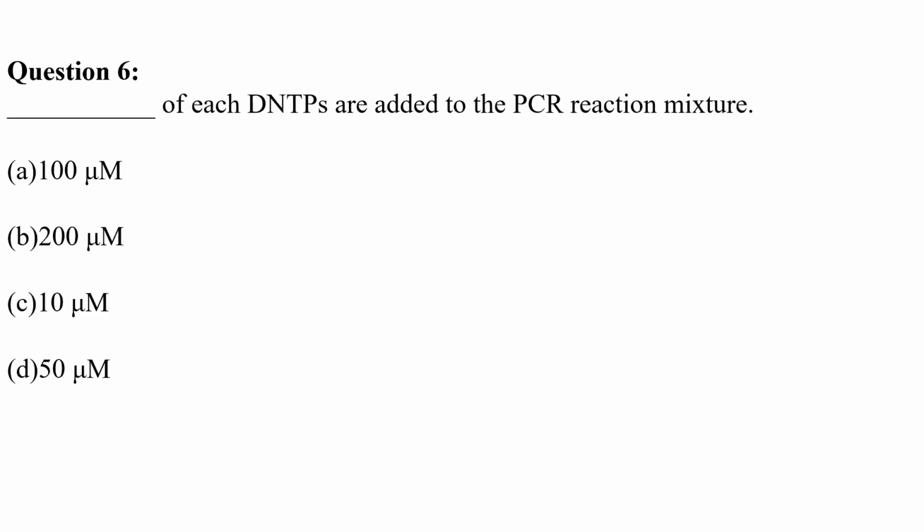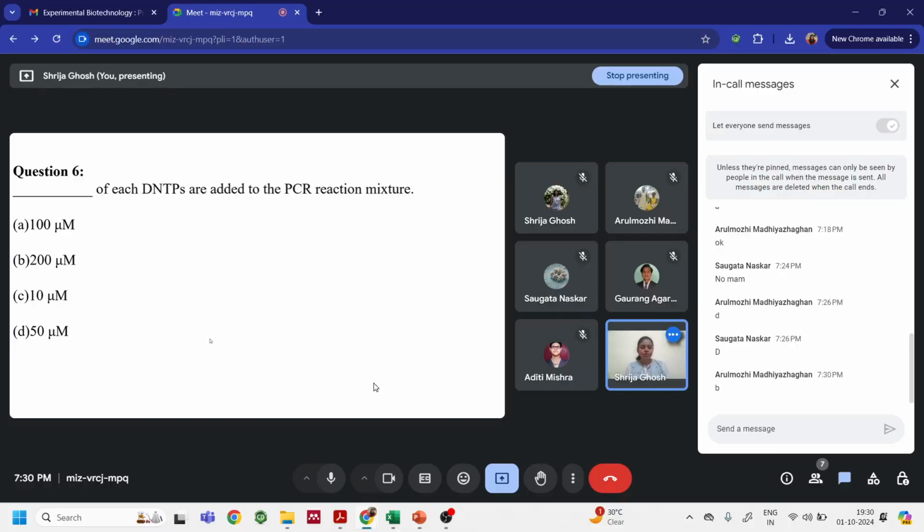Dash of each dNTPs are added to the PCR reaction mixture. Option A 100 micromolar, option B 200 micromolar, option C 10 micromolar and option D 50 micromolar. Basically we have to tell the amount of each dNTP that is added to the PCR reaction mixture. Okay, option B 200 micromolar. We have one answer, option B. Anyone else wants to answer?